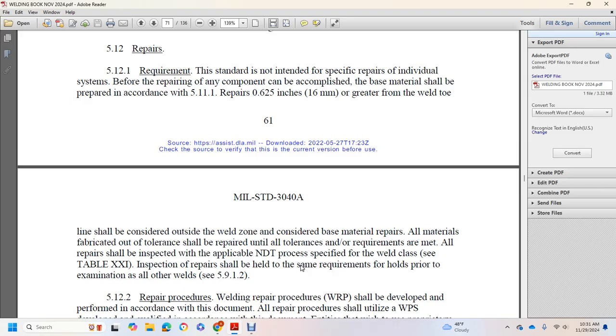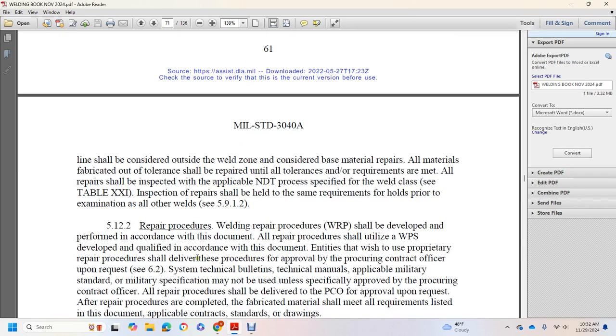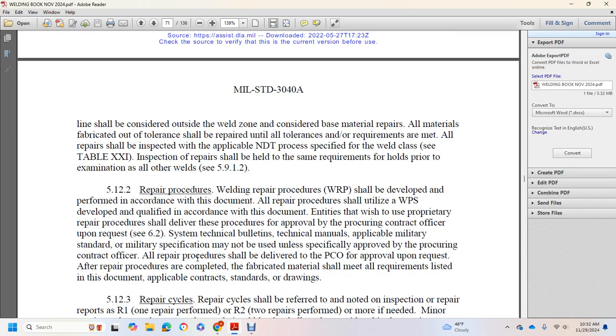Process specified weld class. See Table 21. Inspection of repairs should be held to the same requirements as the examination of all other welds. Repair procedures. Welding repair procedures, or WRP, should be developed in accordance with the document. All welding repair procedures should utilize the welding procedure specification developed and qualified in accordance with the document. The repair procedure shall be delivered to the procuring contract officer for approval upon request.